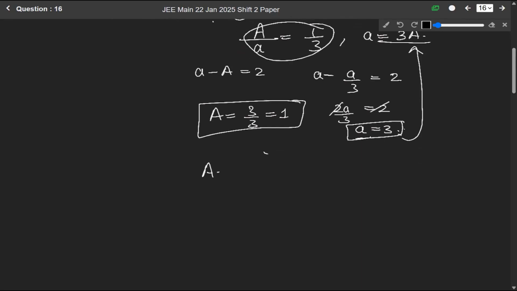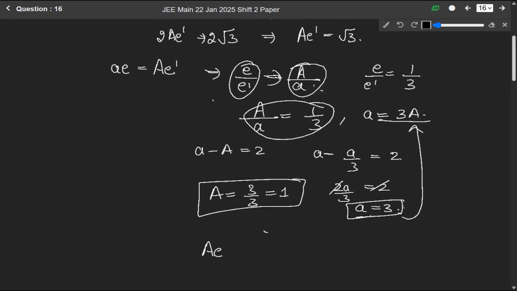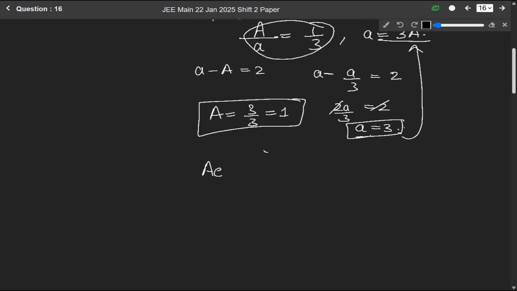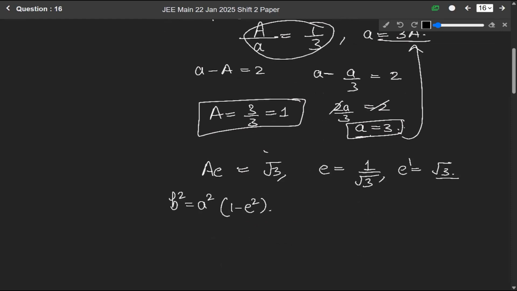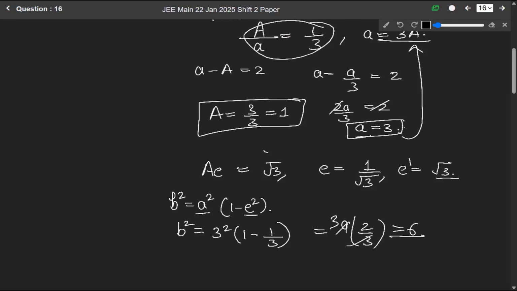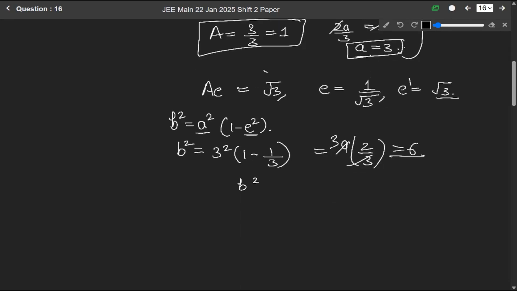So we can write ae will be equal to root 3. So e will be equal to 1 over root 3 and also e dash will be equal to root 3. Okay. And also we know that b square equals a square into 1 minus e square. Since we know the value of a, we know the value of e. So this b square will be 3 square into 1 minus 1 over 3. So it will be equal to 9 into 2 by 3. 3 3s are 9. So it will be equal to 6. So from here, b square equals 6.